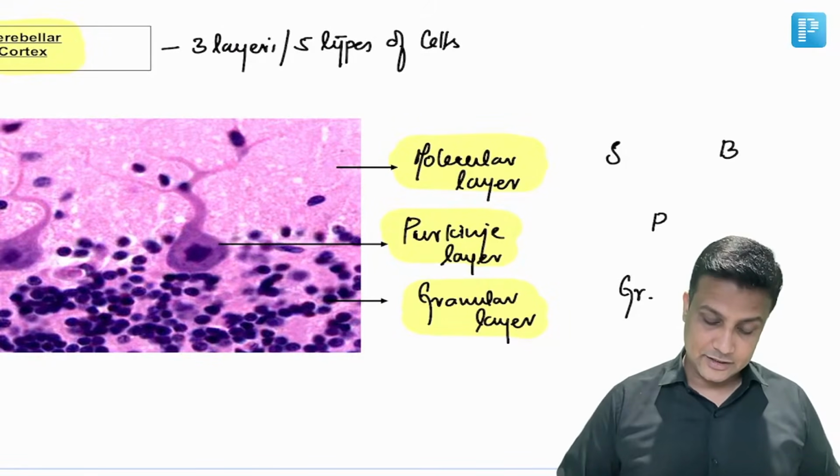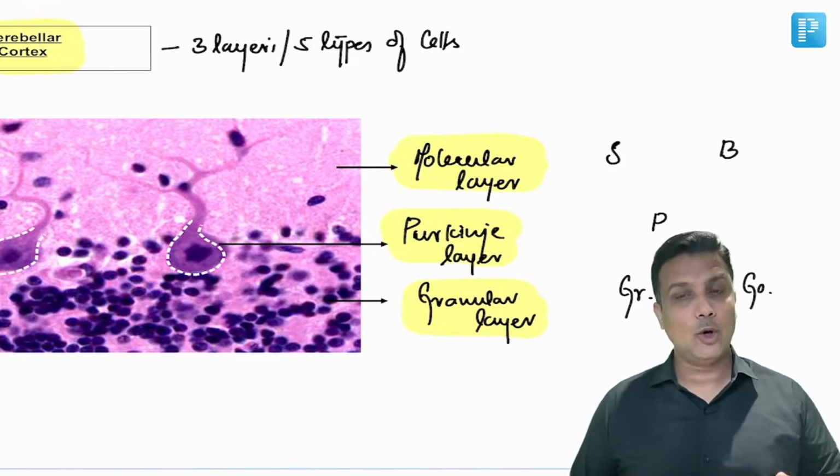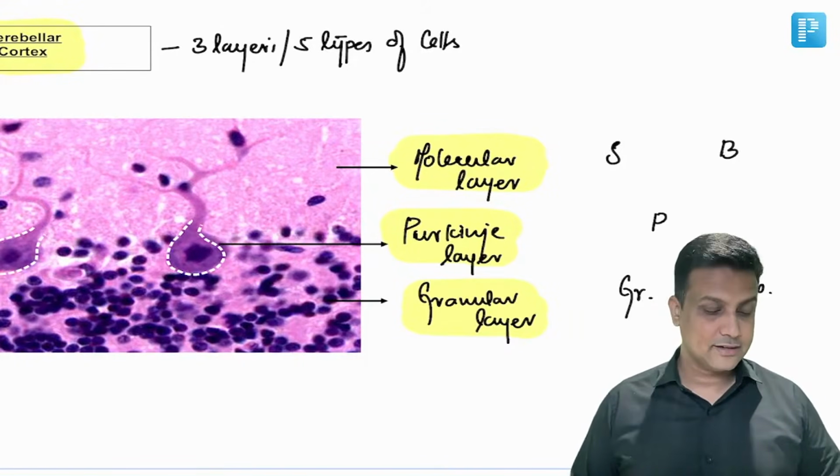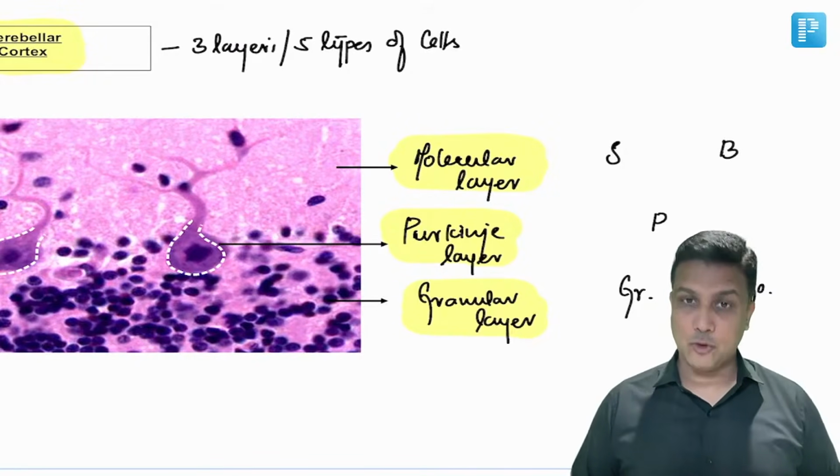Now remember, the moment you look at this diagram here, you'll be easily able to identify the Purkinje cells here. These Purkinje cells are flask shaped, and they are the largest ones. If you see all the cells over here, out of all the cells, the Purkinje cells will be the largest one, and they're actually flask shaped. You have to remember these 2 points.